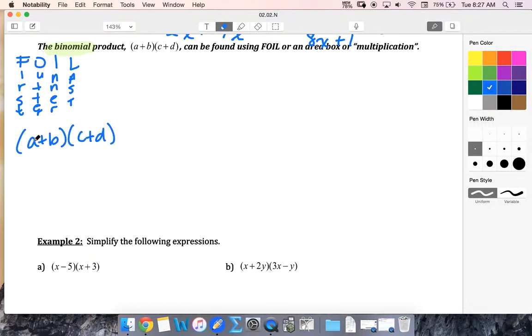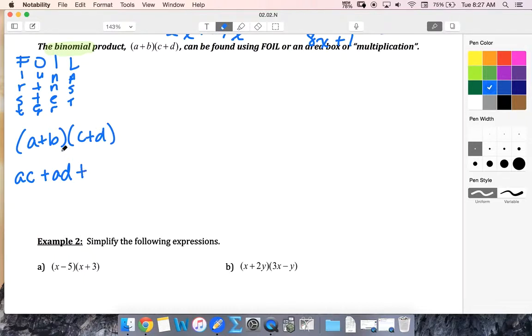So I have to multiply my A by both the C and the D. So A times C is my first. So I find the product of the first. And then I multiply A times D. Those are the ones on the outside edges. So it's the outside and the outside.